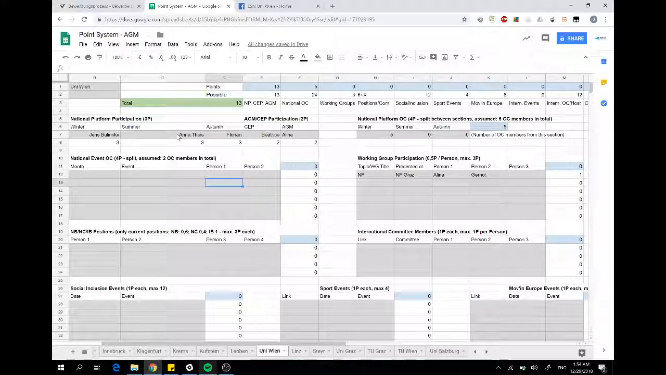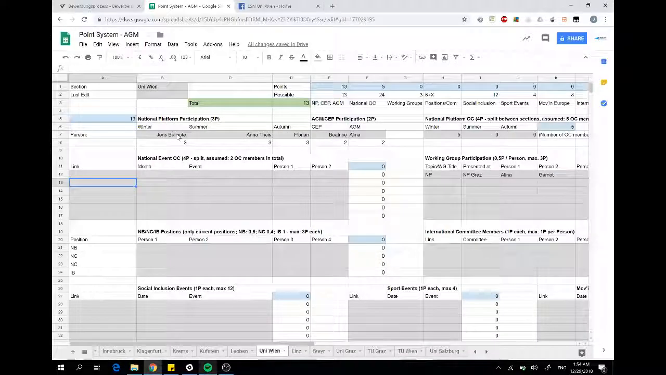You can only have a maximum of 3 people in a working group. Okay, next one is positions. Now, these are straightforward. There's no proof needed for this as well, because I should know the national board, the national coordinators, and the international board.